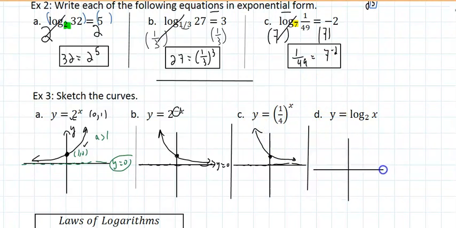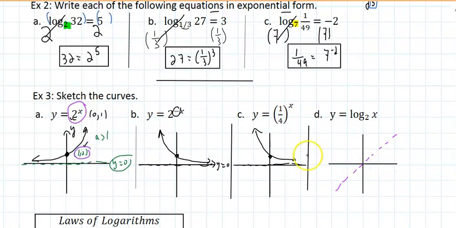And since log is the inverse of an exponential, what do you know? A graph and its inverse are symmetric with respect to the line y equals x. Since this is the inverse of 2 to the x, you switch x with y, the point 0, 1 becomes 1, 0, and y equals 0, if you switch x with y, becomes x equals 0, and if you reflect this graph with respect to the line y equals x, you will get this graph.